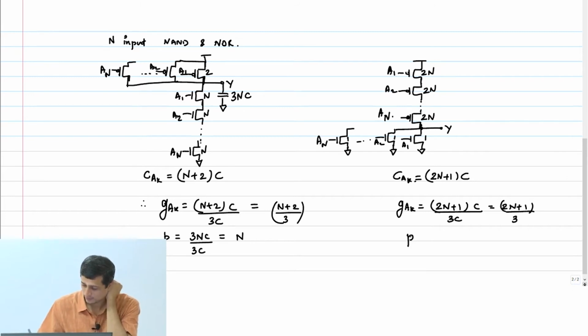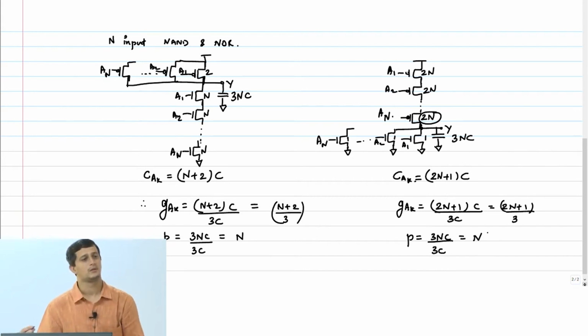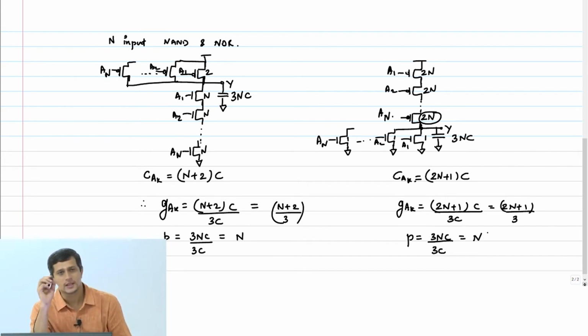What about the parasitic effort? You get 2N coming from the PMOS and NC coming from the NMOSes. So you get again 3NC. Right? So this is 3NC divided by 3C, equals back to N. So again, if you look at this, the logical effort, as I increase the stack, be it NMOS or PMOS, is going to increase.